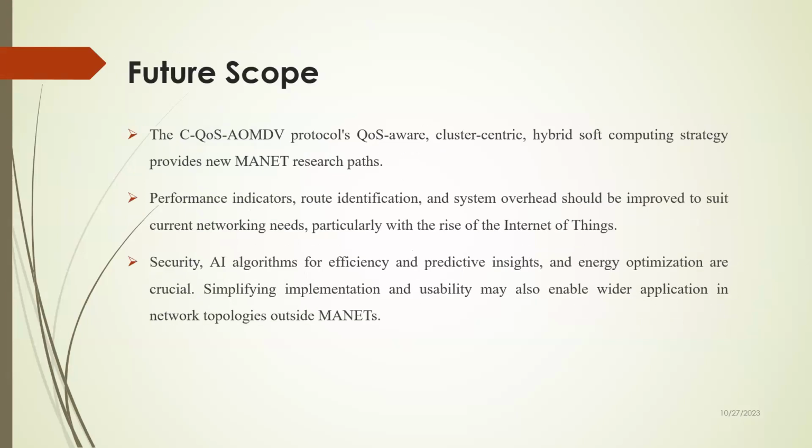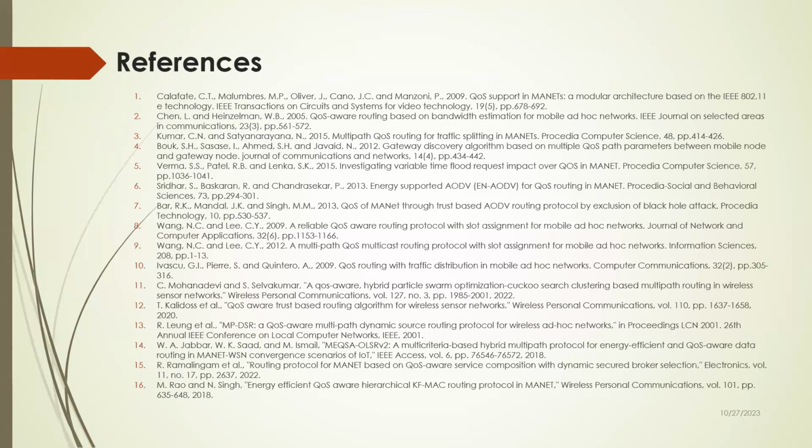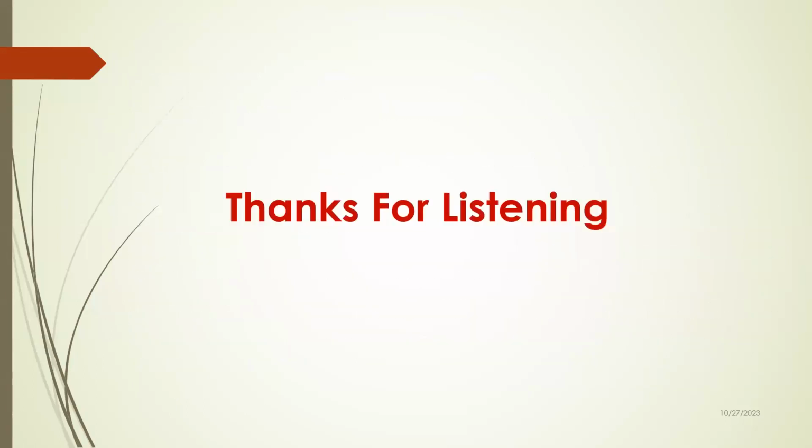We have to the CQoS protocol with the mainnet research path and the performance of the accuracy with the higher density and mining the system overhead with the demand mono IoT device, and the emphasis on the security integration with the AI algorithm with the simplicity of the implementation as usability may also enable a wider application in network topology, just like the outside mainnet. And these are the reference part. And thank you.